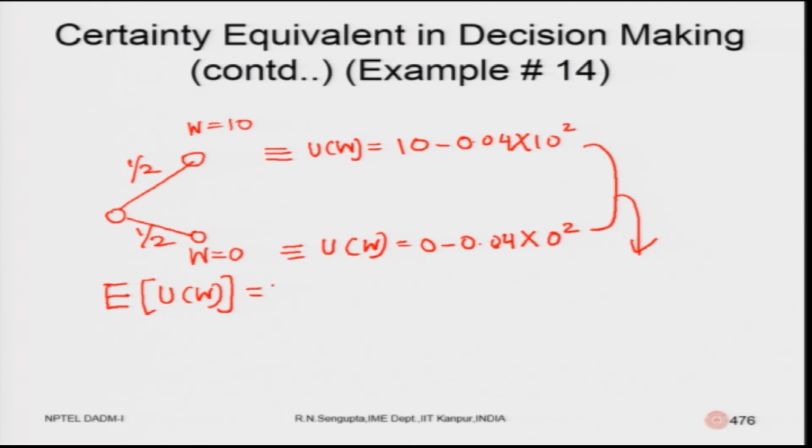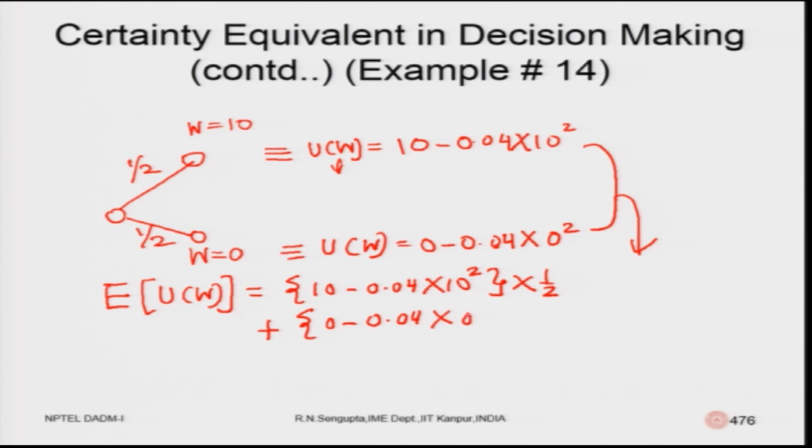So, when I find out the utility, the expected value for the utility would be, let me write it so it will be easy: 10 minus 0.04 into 10 square multiplied by half, plus 0 minus 0.04 into 0 square into half. So, once I find it out, I find out the utility function.